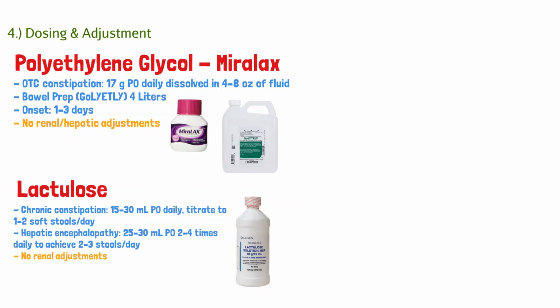Remember, lactulose, you can also use it for hepatic encephalopathy, which is the more common use for it. Here, it's 25 to 30 mLs. You take it by mouth 2 to 4 times a day until you achieve 2 to 3 stools. It's a little bit more aggressive because you want to get that ammonia buildup out of there. And again, look at that. There's no renal adjustment, which is amazing, right? So lactulose is typically for that hepatic encephalopathy treatment.